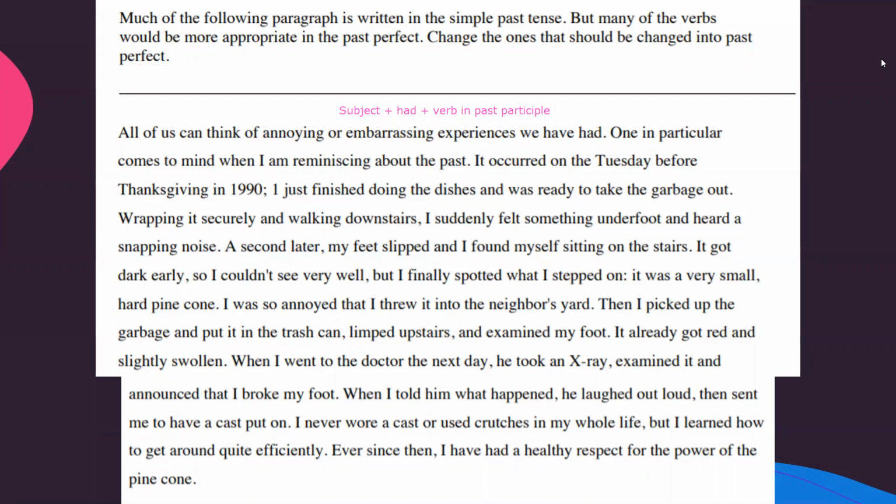It got dark early. I think it had gotten dark early. Continue. So I couldn't see very well, but I thought it had gotten dark early. Yes. Very good. So I couldn't see very well.